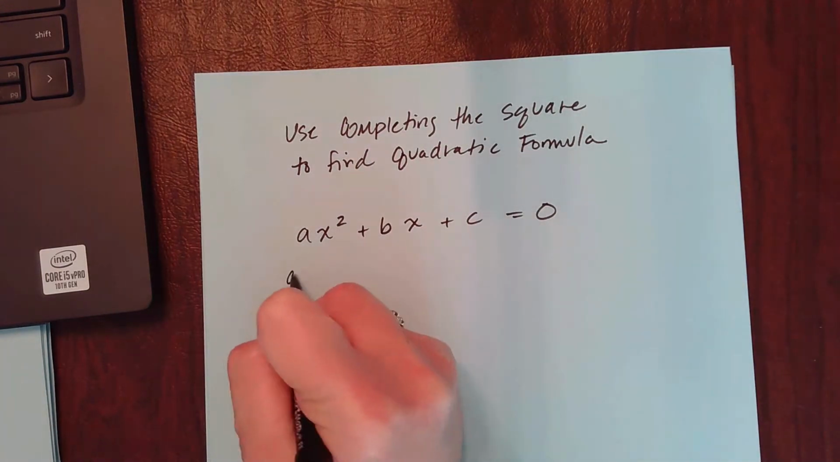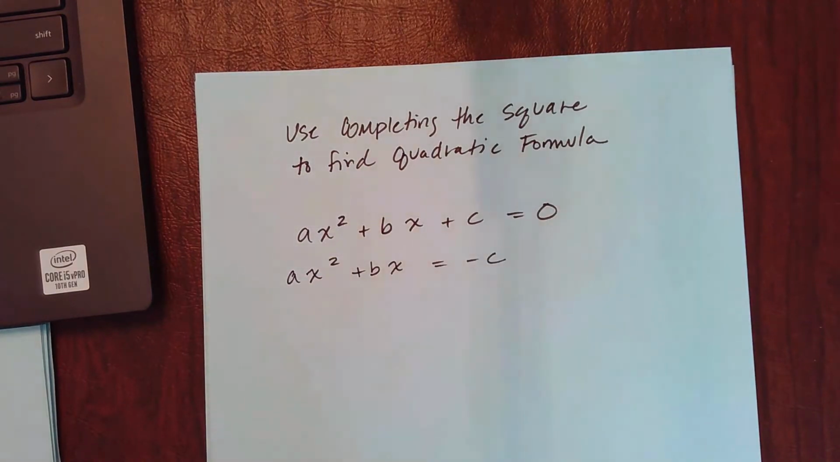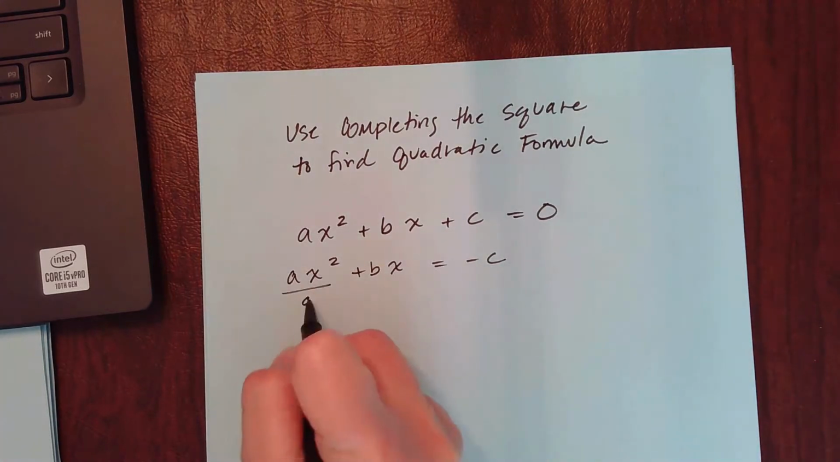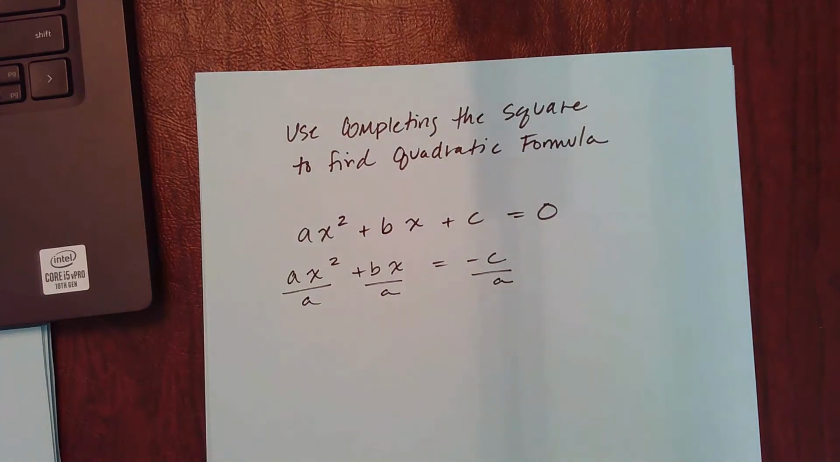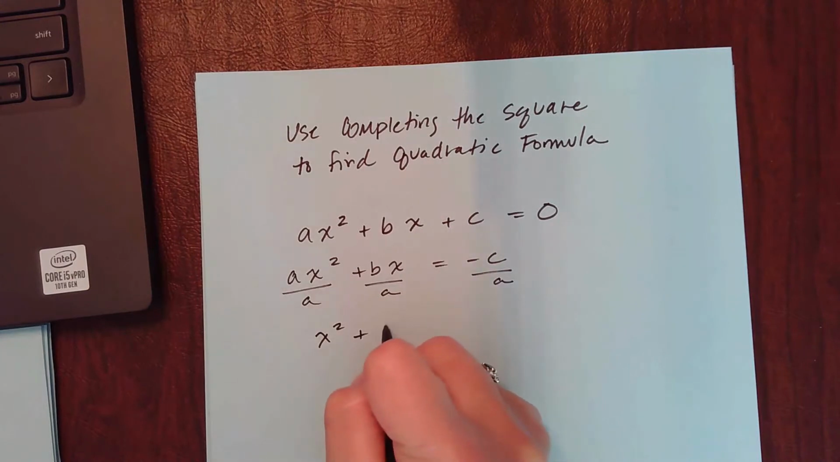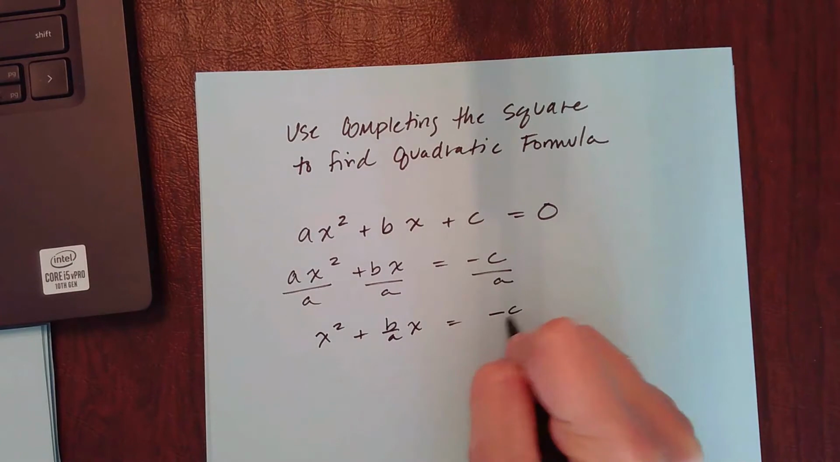If you remember, the first step of completing the square is move c to the other side. So that's what I'm going to do. Obviously we're dealing with a's, b's, and c's here and not numbers because I want to show you that this works for every problem. Next step, if you remember from the last section, you divide everything by the coefficient of x squared. So I get x squared plus b over a x equals negative c over a.